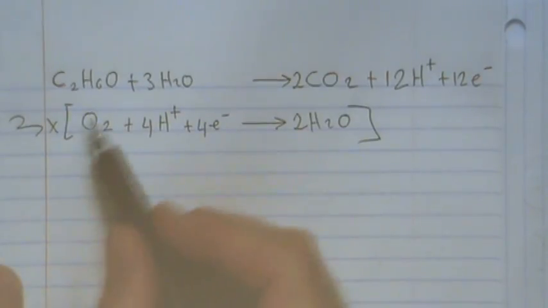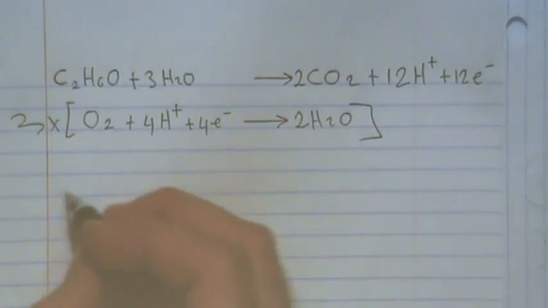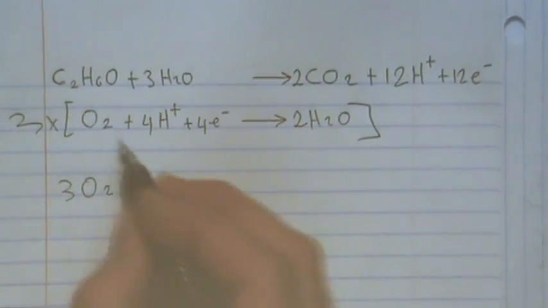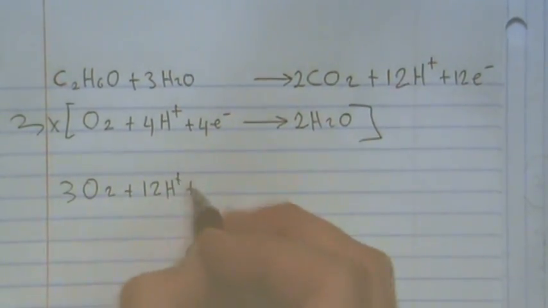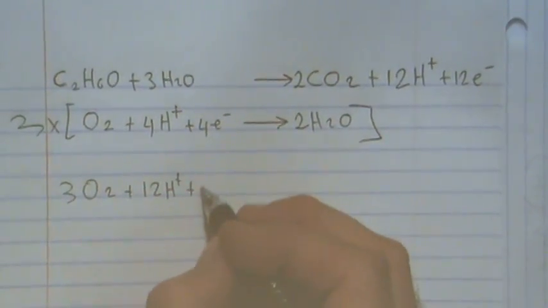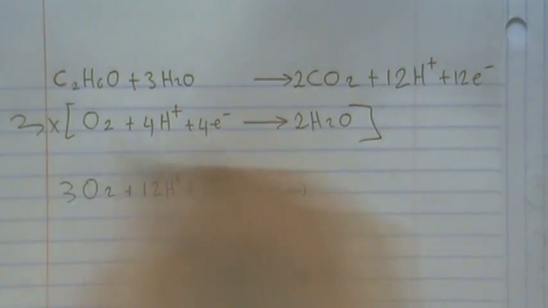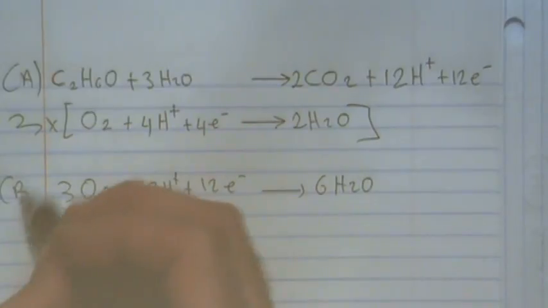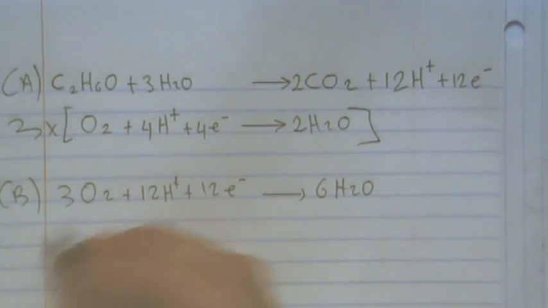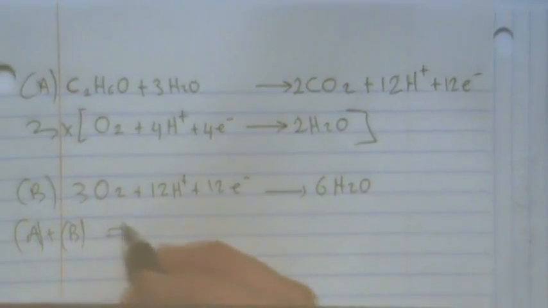So now I'm going to have to write this again. You see, I have to write this again, but very carefully. You say 3 oxygens plus 3 times 4, 12. 8 plus 3 times 12, 4, 12. 3 times 2, 6 waters. Okay, so now we have these, let's call it A, and these, let's call it B. Alright, so A plus B, it will give me what?